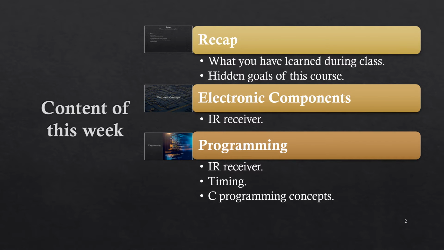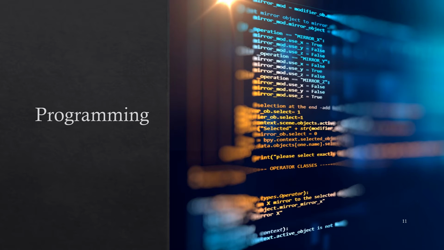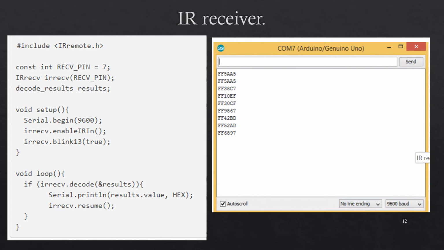Now let's see how to program. In this section we will talk about the IR programming, we will talk about the timing, and we will talk about some C programming concepts. So first, before you start making a project with the IR receiver, you should know first the code for each button on your remote control.